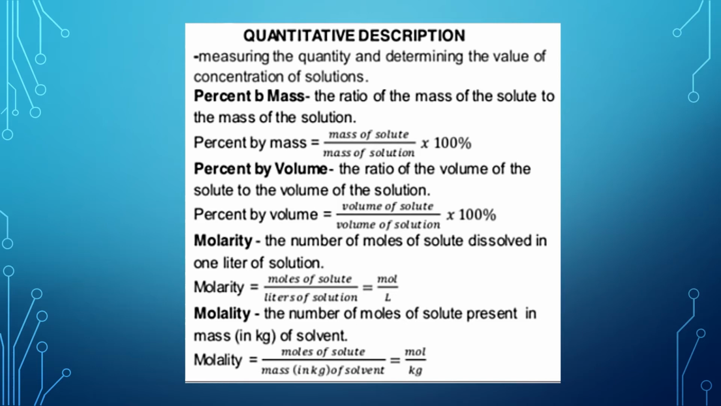Then, next is molality. Molality naman is the number of moles of solute present in a mass, in kilograms, of solvent. So, ang formula will be moles of solute divided by mass in kilograms of solvent. So, kapag naka-in grams yung amount of, or the mass of solvent, ang gagawin niyo po is you need to convert the amount of solvent into kilograms.